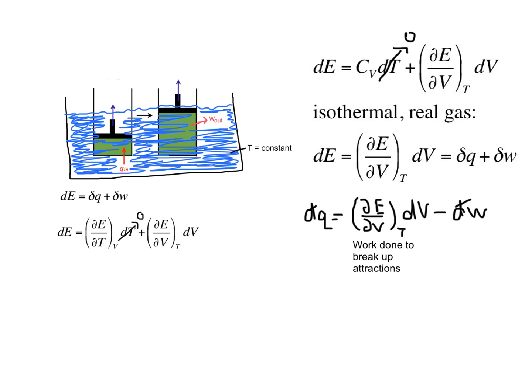The correction for non-ideality is essentially the amount of work required to break up the attractive interactions between particles as the gas expands. So we can see now that the amount of heat required to compensate for the energy lost as work is greater in the real case because we need to supply some energy to break up those intermolecular interactions.